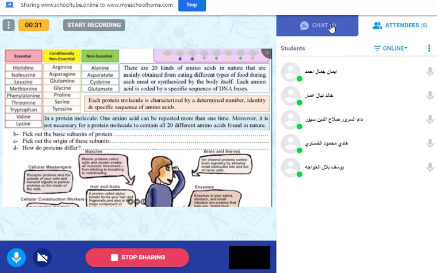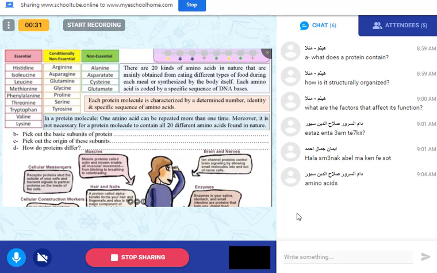Hadi is joining now. Any answer? How many proteins can I make from these amino acids?